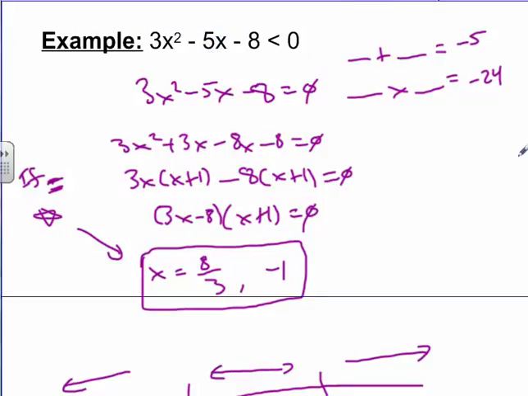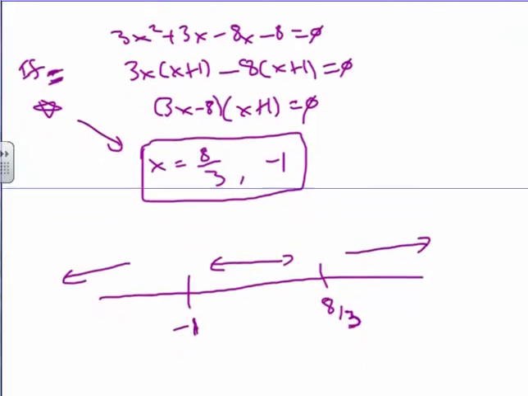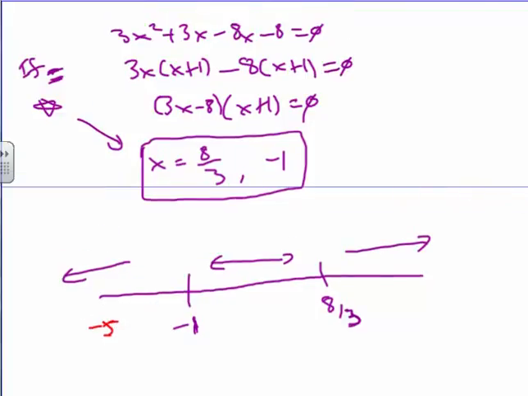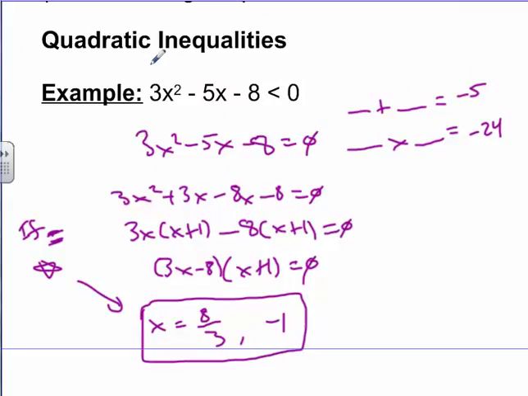So now we do a test point. I'm going to pick a random test point, let's say -5. -5 is clearly in this lowest section here, right? It's below -1. So I'm now going to plug in -5 into my original inequality, and we're going to test to see whether or not it actually holds true. So -5 squared would be 25 times 3. This gives you 75. -5 times -5 will give you positive 25. So that gives you a running counter of 100.